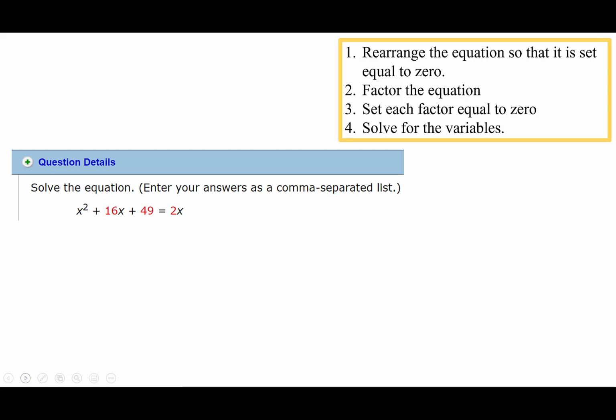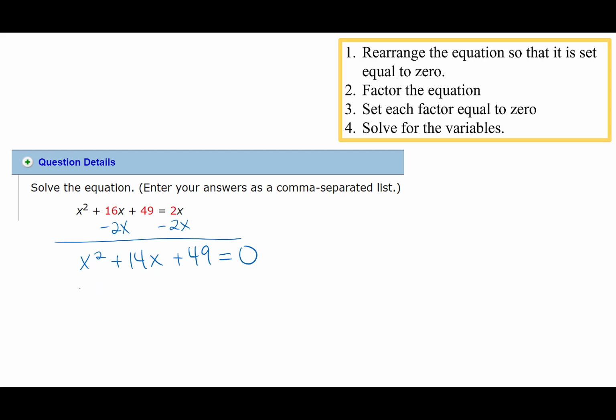The first thing I want you to do is rearrange the equation so that it is set equal to 0. To do that, I'm going to subtract 2x from both sides. 2x and 16x are like terms, so that's where I'm going to subtract it from. It's x squared plus 14x plus 49 equals 0.